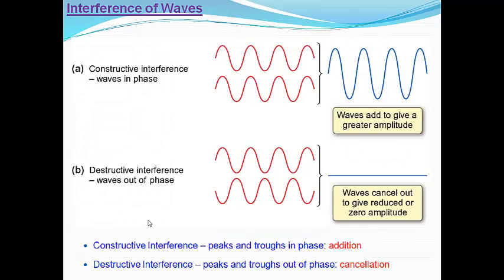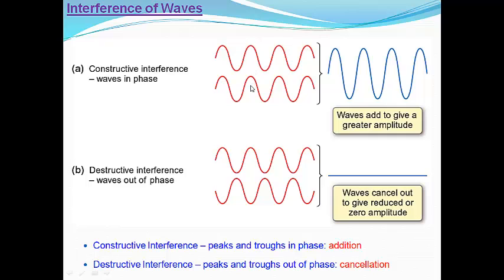Now, consider we have two identical waves, and we bring them to interact with each other. By identical waves, we mean that they have the same frequency, the same wavelength, and the same amplitude. All three basic characteristics of the waves are the same. And we bring them together in such a way that they are in phase, meaning that a peak interacts with a peak and a trough interacts with a trough.